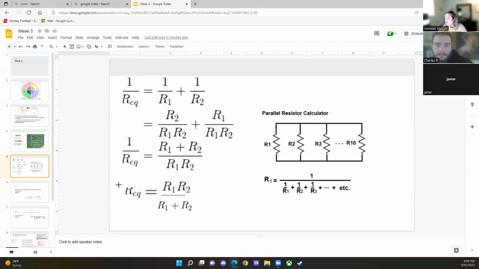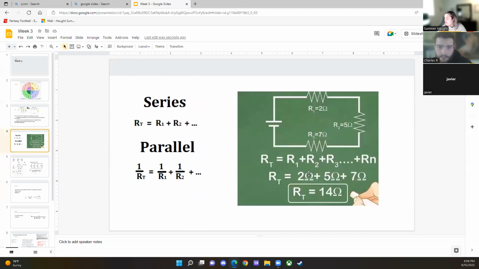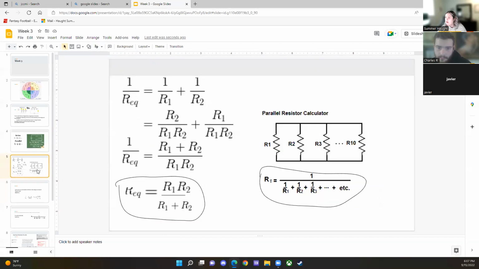So this equation here and this equation here. These are the two equations you need to know for how to calculate total resistance for a parallel circuit. Again, we learned how to calculate total resistance for a series circuit last week. Now we're learning it for parallel. And the equation you use depends on if you have two resistors or multiple resistors in your circuit.